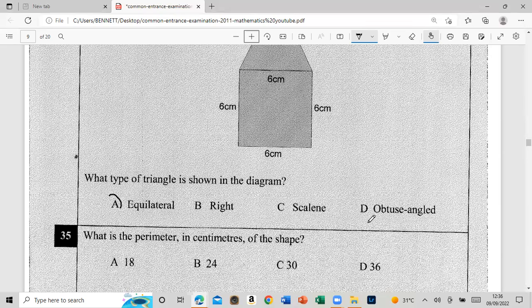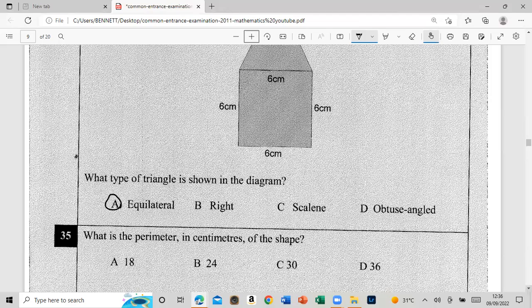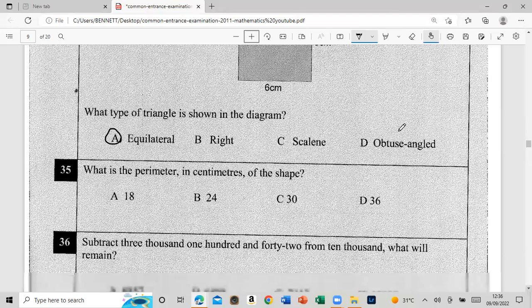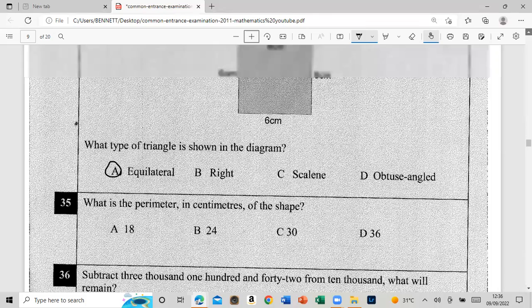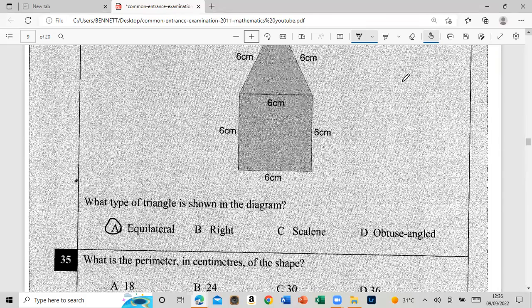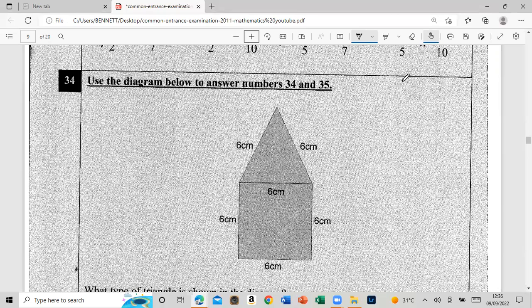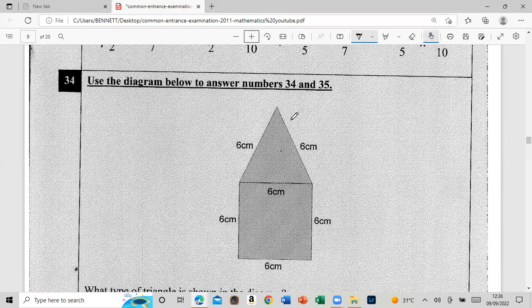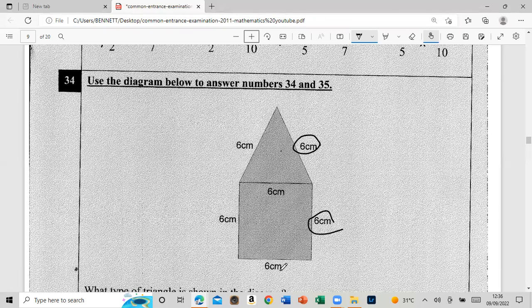All right. Let's move on to 35. What is the perimeter in centimeters of the entire shape? And let's go back to the diagram. We know that perimeter means the total distance around an enclosed shape, right? So to find the perimeter, we're going to add up all these numbers. So all of them are 6. So this is 1, 2, 3, 4, 5. So we can multiply 6 times 5, or we can add 6 five times.